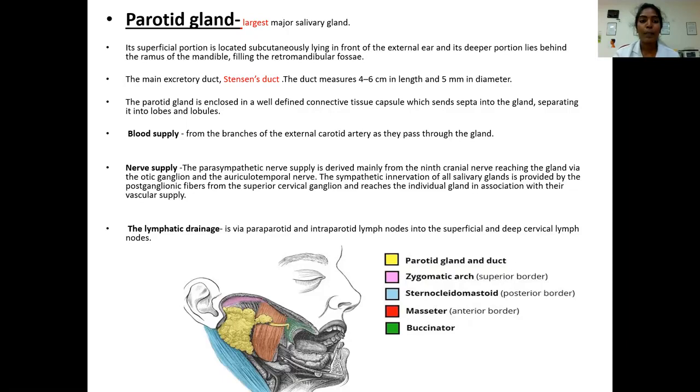into lobes and lobules. The blood supply for the parotid gland is from the branches of the external carotid artery as they pass through the gland. The nerve supply, the parasympathetic nerve supply, is derived mainly from the 9th cranial nerve, reaching the gland via the otic ganglion and the auriculotemporal nerve. The sympathetic innervation of the salivary gland is provided by the postganglionic fibers from the superior cervical ganglion and reaches the individual gland in association with their vascular supply. The lymphatic drainage is via the paraparotid and intraparotid lymph nodes into the superficial and deep cervical lymph nodes.